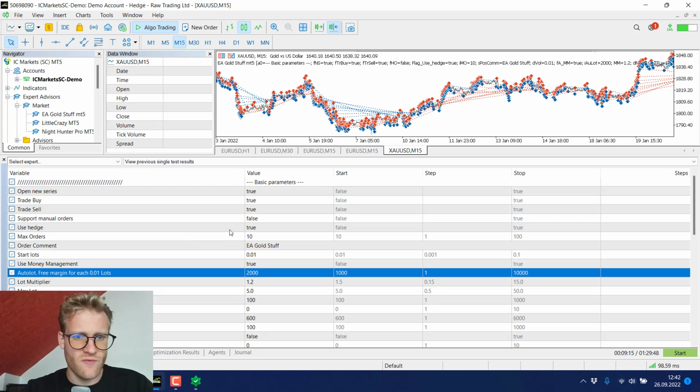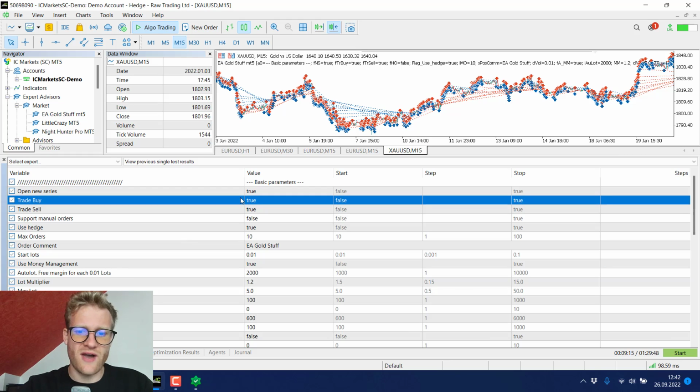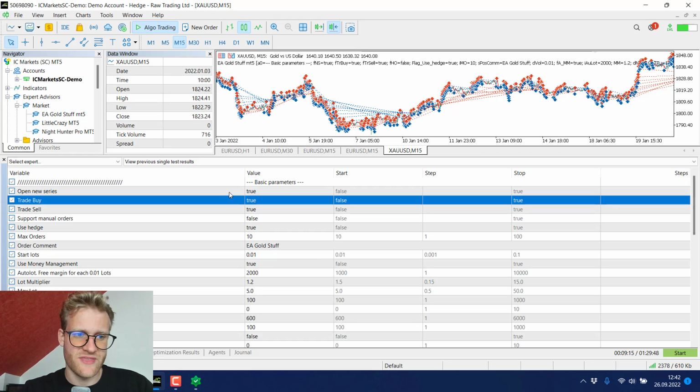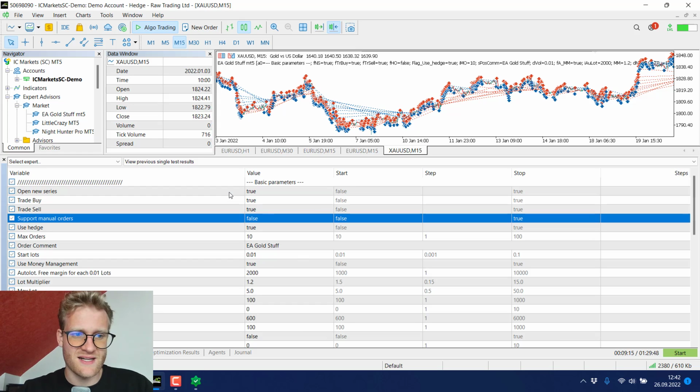So we can see here the inputs. First of all, you can define if you want to open new series. This doesn't really make sense in the strategy tester, but in a live trading scenario, I believe you can set it to false, and it will prevent the EA from opening new series. Then you can define if you want to open buy and sell series.